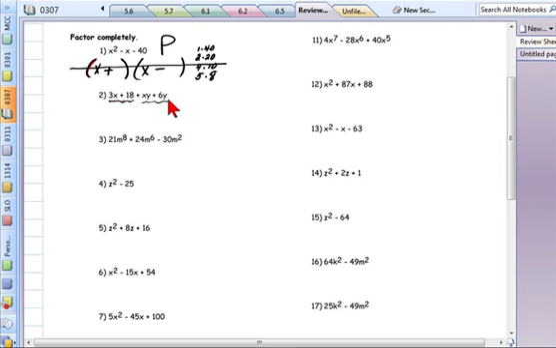What's the common factor in the first group? 3. So I will factor out a 3. If I divide 3 into 3x, I get x. If I divide 3 into 18, I get 6. So I have 3 parentheses x plus 6 for the first group. What's the common factor in the second group? Y. And since the first term of the group was positive, it's a positive y. If I divide y into the first term, I get x. If I divide y into the last term, I get 6.